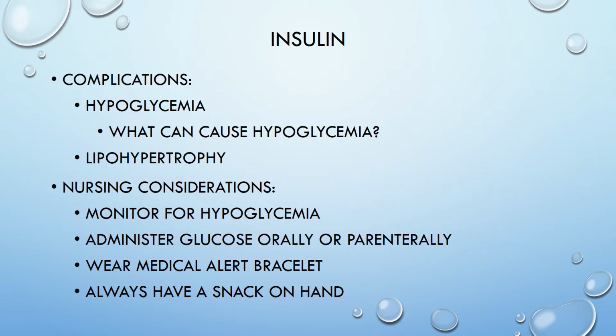So then the next thing is your hypertrophy. This is a lump of fat. It's also on the back of your neck where you'll see it. But that will also build up in the injection sites. So you want to make sure that you allow about 1 inch between the injection sites. Stay at least 2 inches away from the belly button when giving those injections. So nursing considerations: monitor for your hypoglycemia, monitor your glucose orally or parenterally, wear the medical alert bracelet, and then always have a snack on hand.